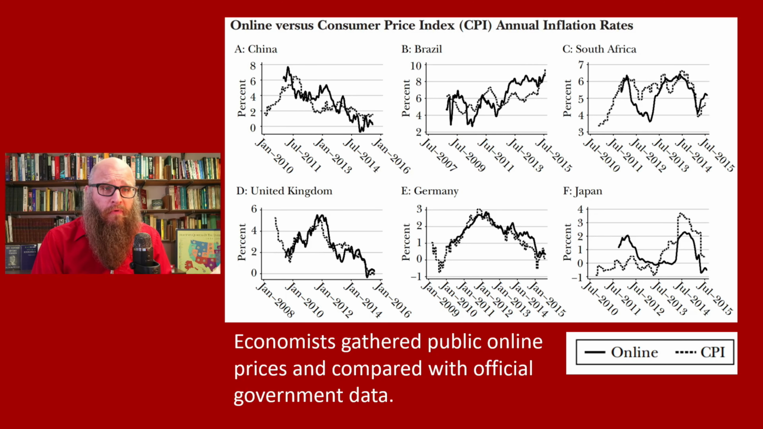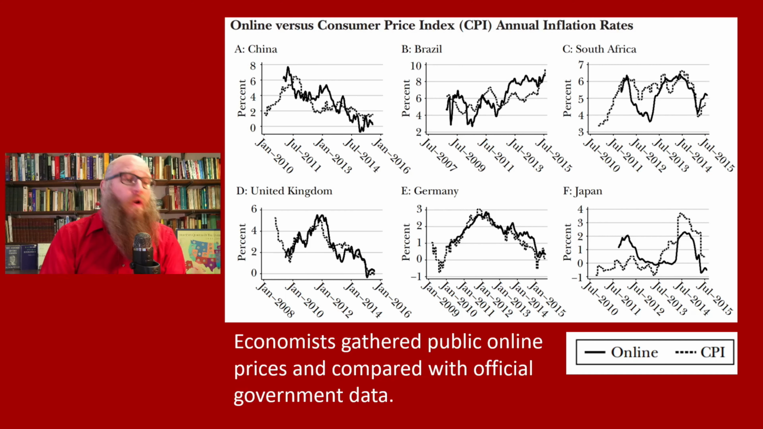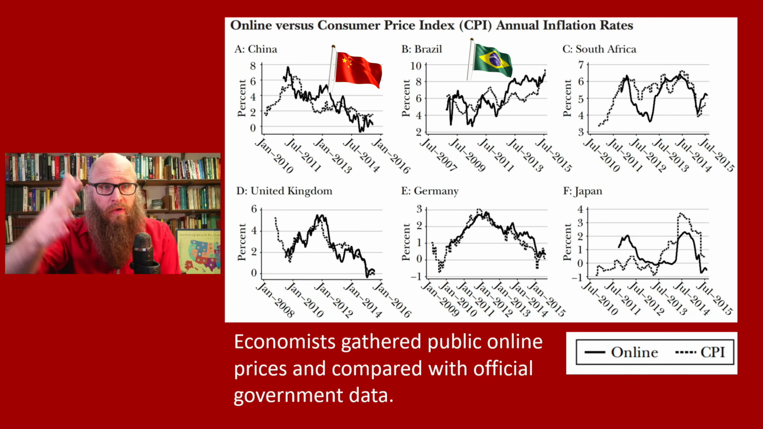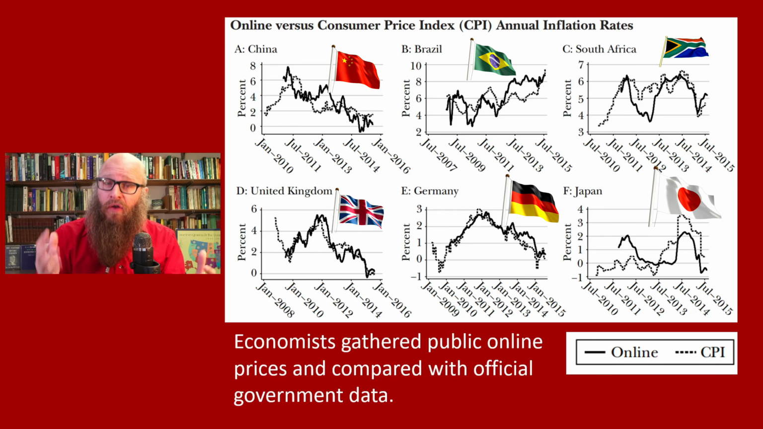Here's the graph for a number of countries. The solid line is the price index they calculated using strictly online prices, whereas the dotted line represents the official government statistics. Now, they're never going to be exactly the same, because official government measurements send tens of thousands of surveyors to brick and mortar stores across the country, whereas only a portion of goods and services are actively bought and sold online. Nevertheless, given those limitations, we find from China, Brazil, South Africa, the United Kingdom, Germany, and Japan more or less have really accurate official data.